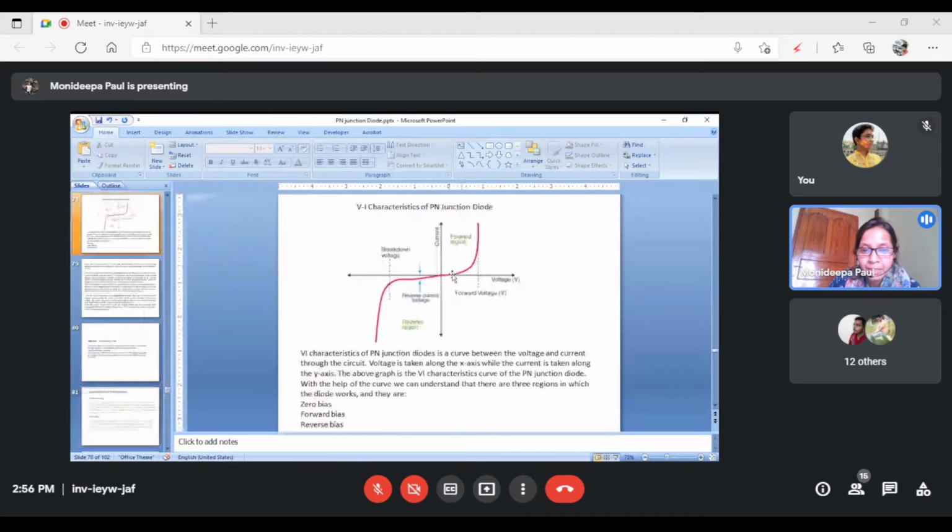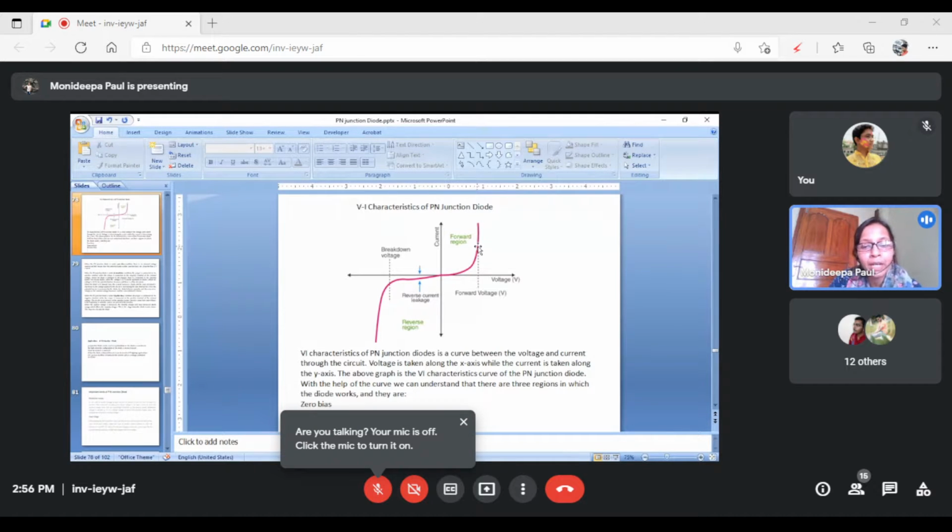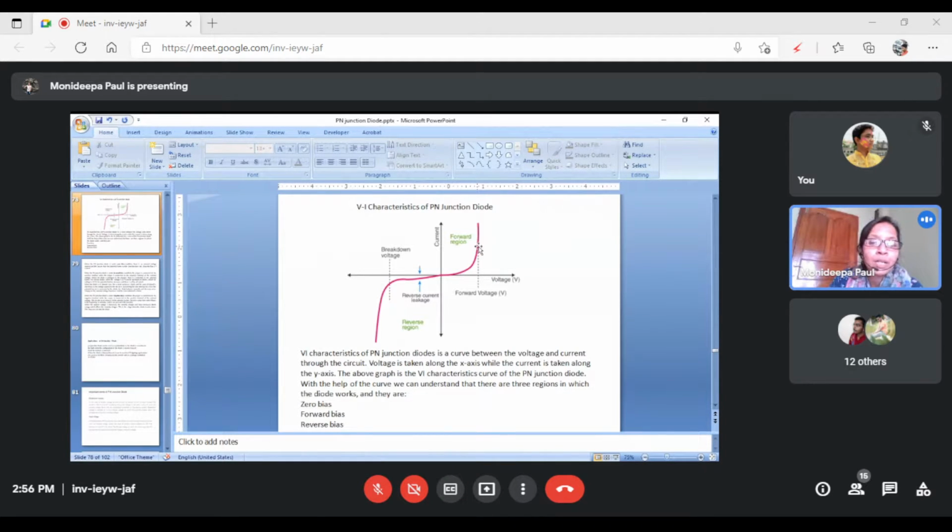And this graph shows this. At this point, the applied voltage is just trying to overcome the potential barrier. After overcoming the potential barrier, voltage and current are directly proportional.